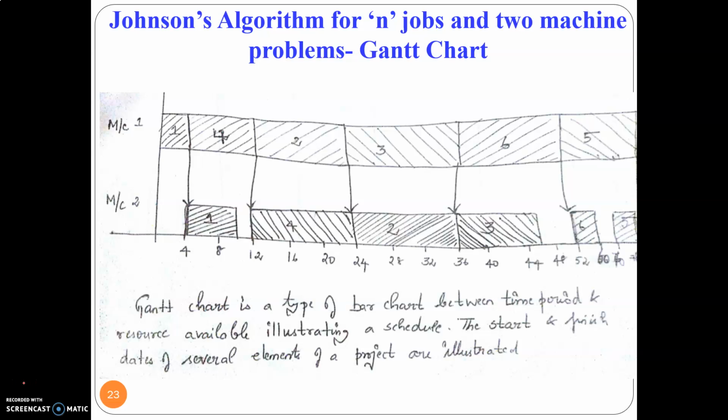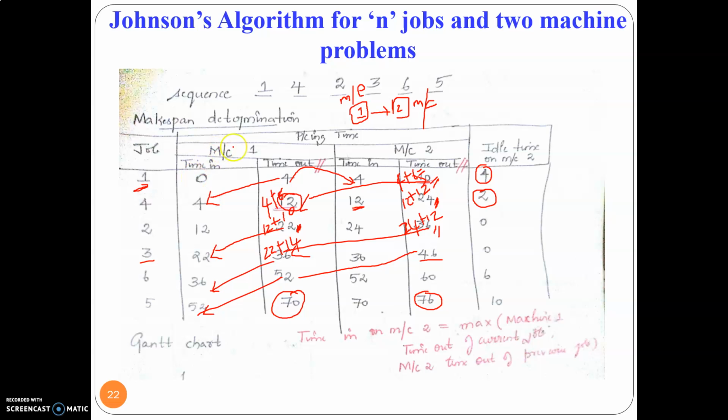Okay, so in the previous video we have seen how to do flowshop scheduling. We determine the sequence in which the jobs have to be scheduled based on Johnson's algorithm, and we determine the makespan time, that is the total completion time of all the jobs in the particular batch.